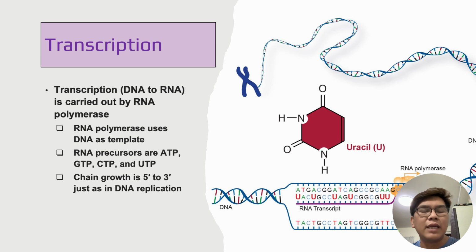This is different with the DNA polymerase, which synthesizes another DNA strand from that of a DNA strand. RNA precursors include adenosine triphosphate, guanosine triphosphate, cytosine triphosphate, and uracil triphosphate. You have to remember here that thymine in the DNA is being replaced by uracil in the RNA molecule. And just like in the DNA replication process, transcription moves from a 5' to a 3' direction.